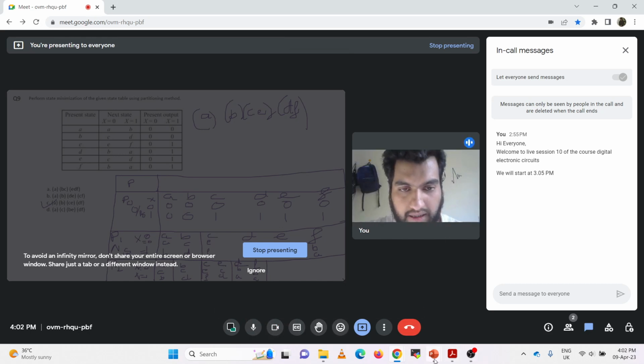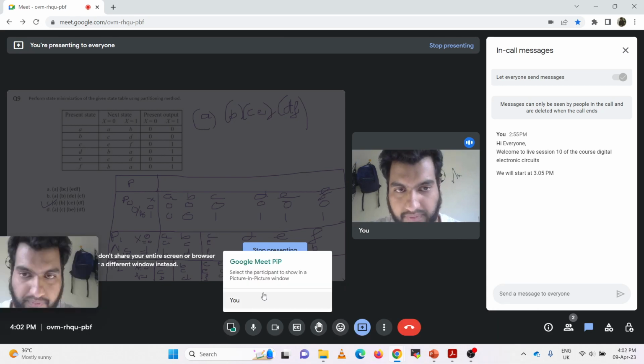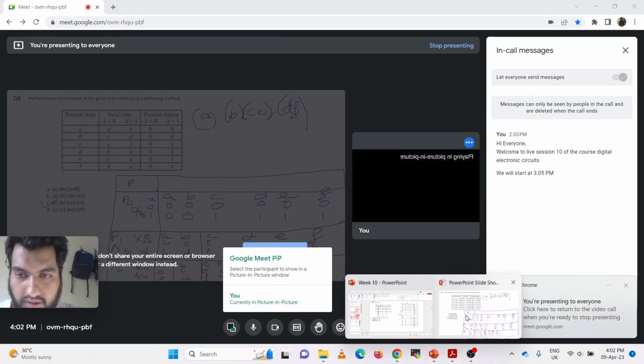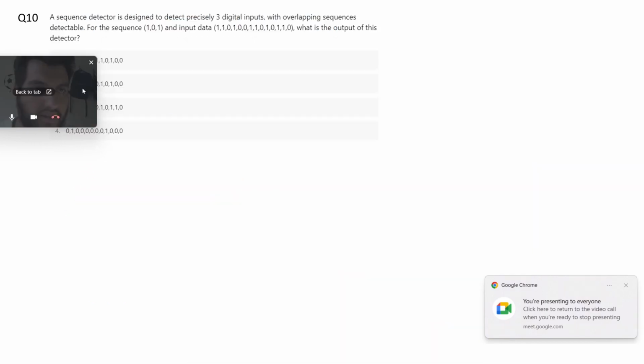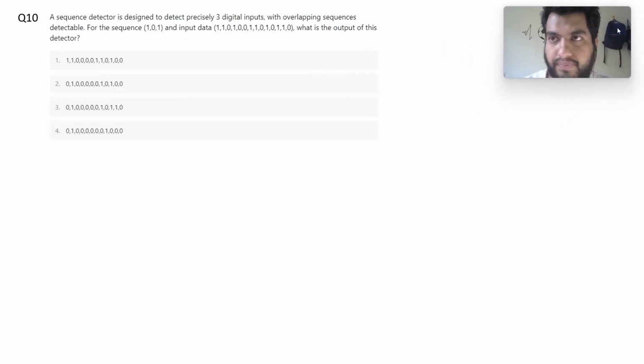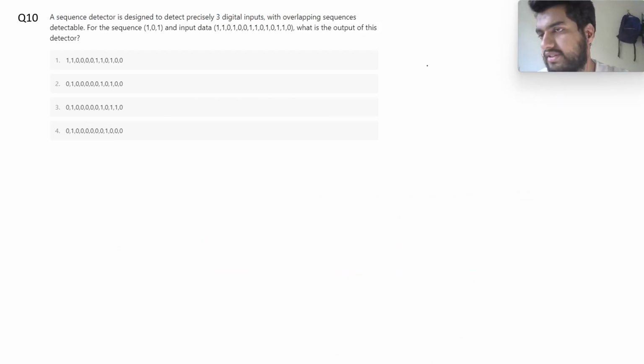So welcome back. Question number 9 we'll discuss. Now let's just discuss question number 10. So the question number 10 states that a sequence detector is designed to detect precisely 3 digital inputs. So we have a state sequence detector that is designed to detect 3 digital inputs with overlapping sequences. So overlapping sequences will be also detected.